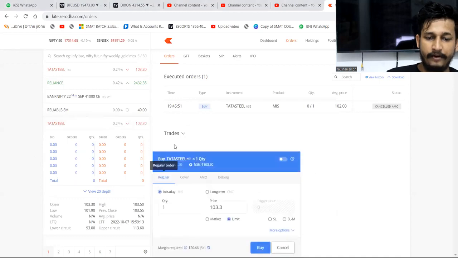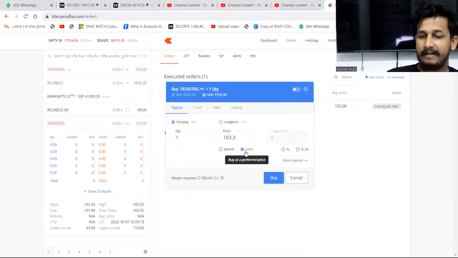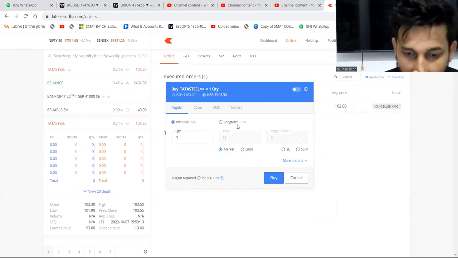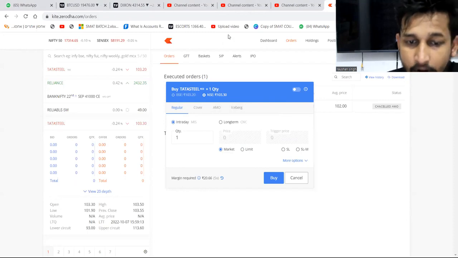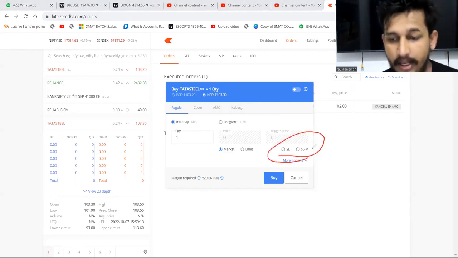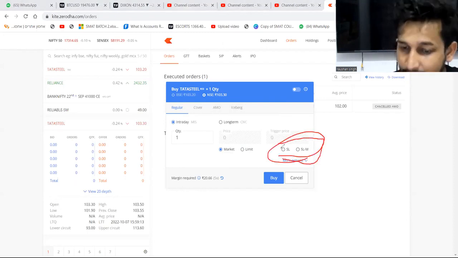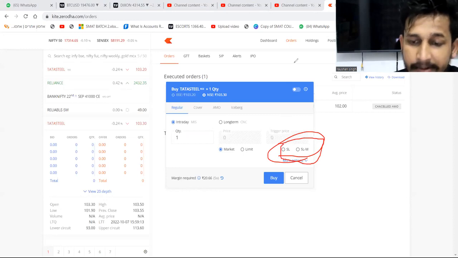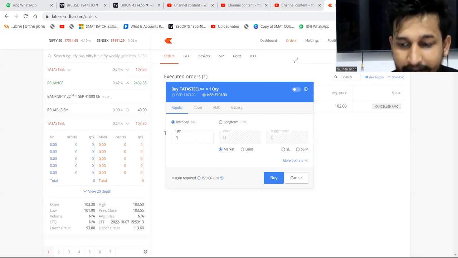Which one do we have to prefer? The regular one. If I want to buy something at my preferred price, I'll use limit. If I want to buy immediately, I will use market order. Now there is something called SL and SLM. I won't be teaching you right away because I'll just talk about the meaning of it. I'll show you in the live market, where it will be helpful.